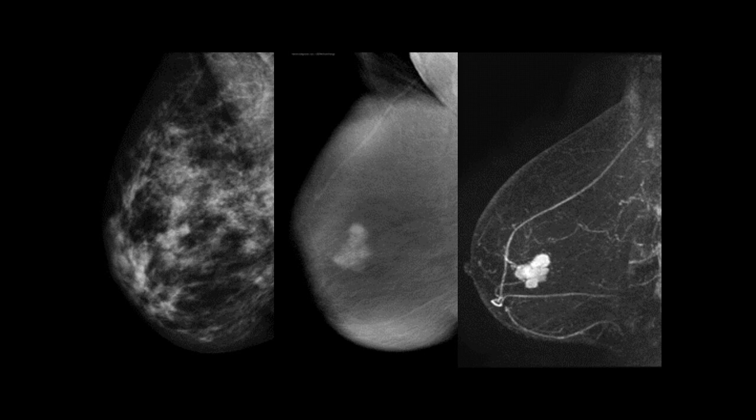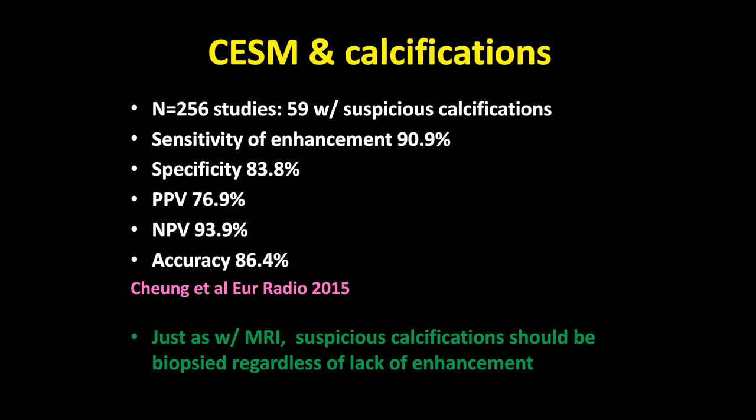This is another example of ours, a woman with a heterogeneously dense breast and this cancer hiding in the tissue here, which is beautifully seen on both contrast mammo and MRI. Now, what about patients who have microcalcifications? We are frequently scratching our head as to whether or not the women need a stereotactic biopsy.